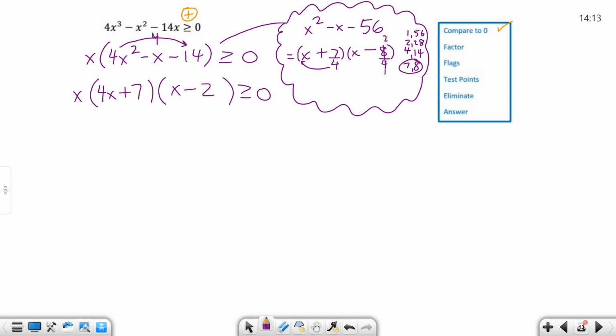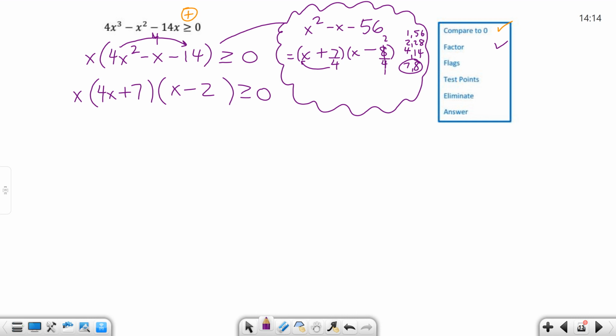So now I have that thing fully factored. I have the x out front, which don't forget about, the 4x plus 7 and the x minus 2. So now, finally, this thing is factored. And so that was a good bit of work, right? We had a GCF followed by bottoms up. That's a fair amount of work there. That's not just, let's just go do this real quickly, right?